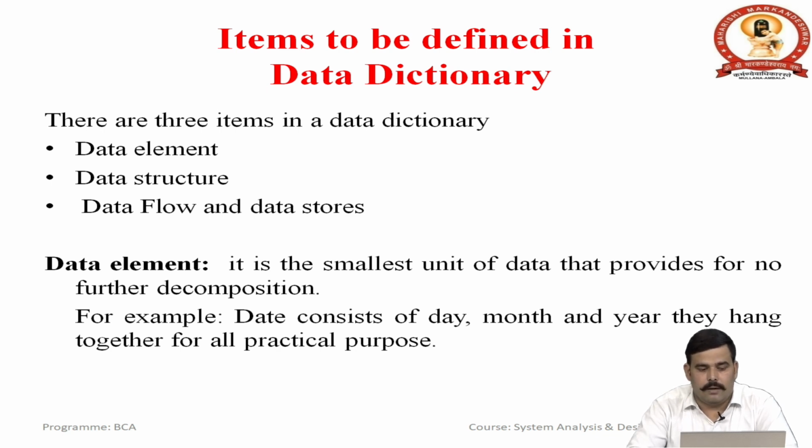So, if we are talking about the date, there is a format: the date should have the day, month and year, and without decomposing it into day, month and year, it is no more a date. If we are only using month and year, that is not a complete date. If we are using day and month, that is not a complete date. So, the date cannot be decomposed further. That is the example for a data element.